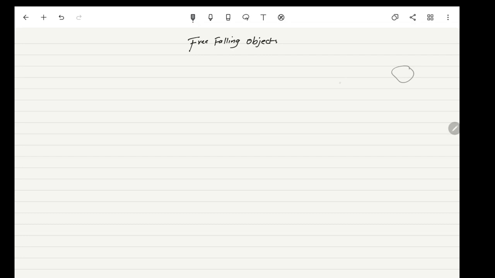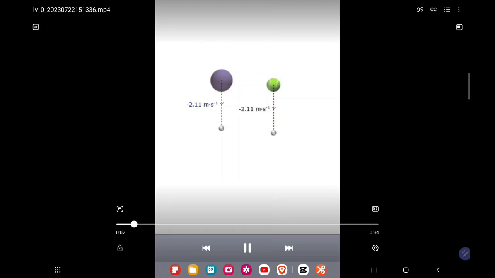and a feather, and we ignore air resistance, they will have the same acceleration, which means both objects will reach the ground at the same time. A more interesting example here: we drop two balls with different masses. As we can see here, both balls will reach the ground at the same time because they both have the same acceleration, which in this case is g.